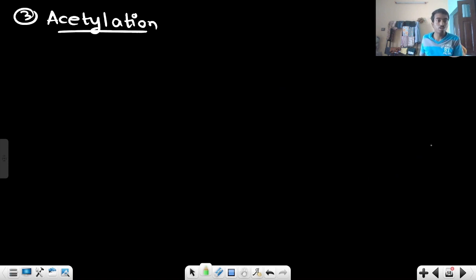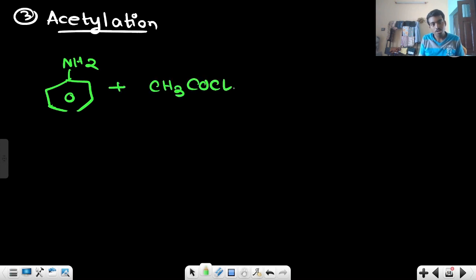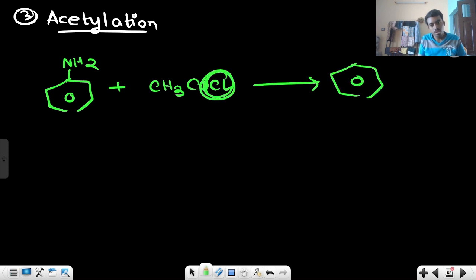Next one, acetylation. It means introduction of acetyl group. So how will we introduce acetyl group? NH2 plus CH3COCl. This Cl and one hydrogen gone out as HCl. So the product will be the remaining one, NHCOCH3 plus HCl.